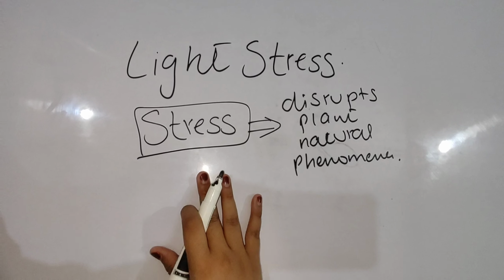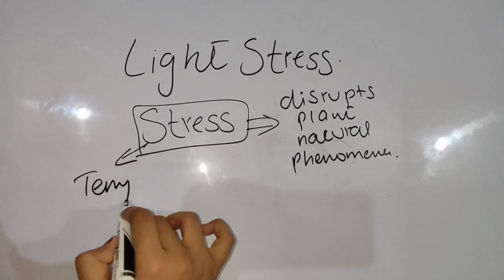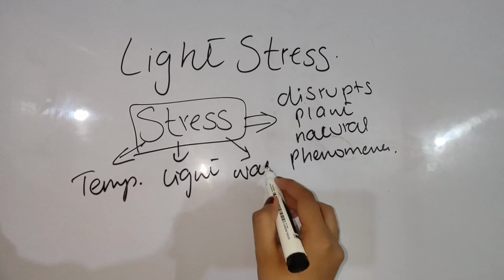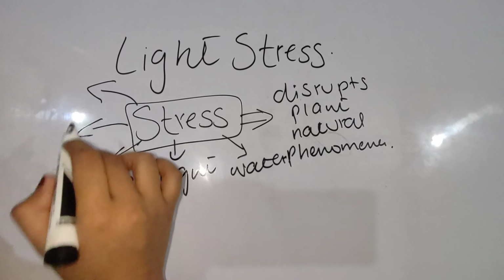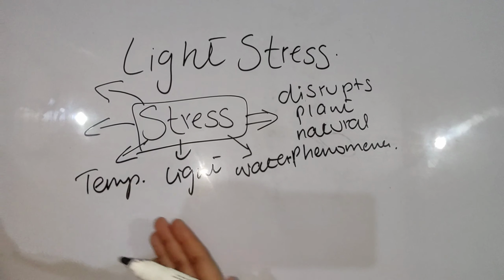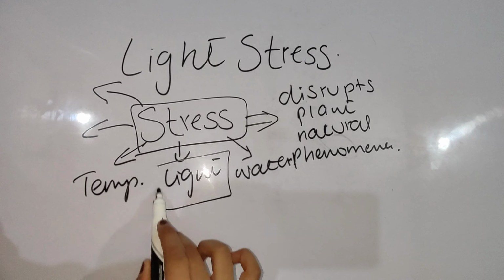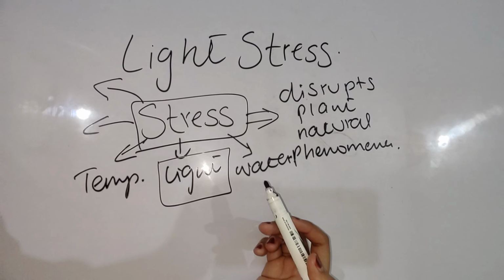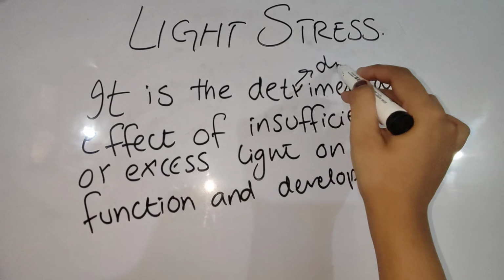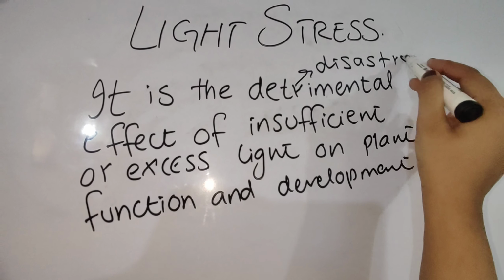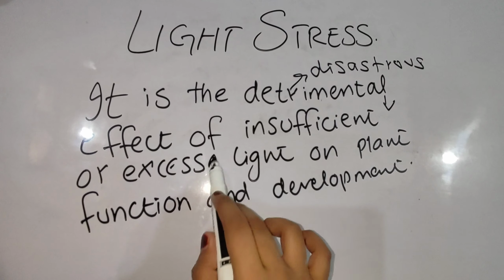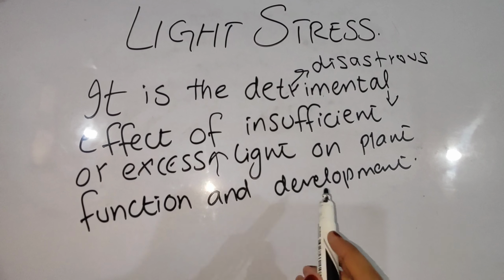Now stress has a lot of types. It could be temperature stress, light stress, water stress, and so on. In the upcoming lectures, we will discuss all the types of stress, but in today's video we are going to discuss light stress. Light stress is a detrimental, very destructive effect of insufficient, meaning less, or excess, meaning high, light on plant function and development.